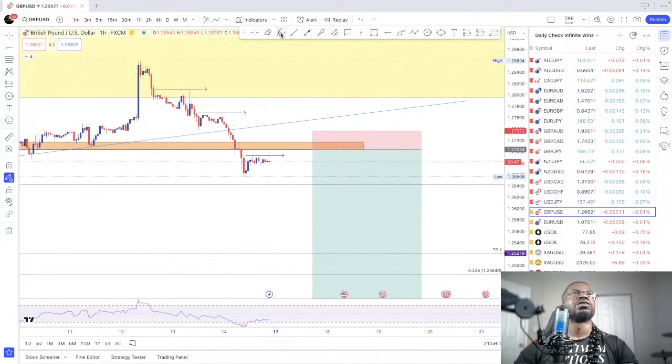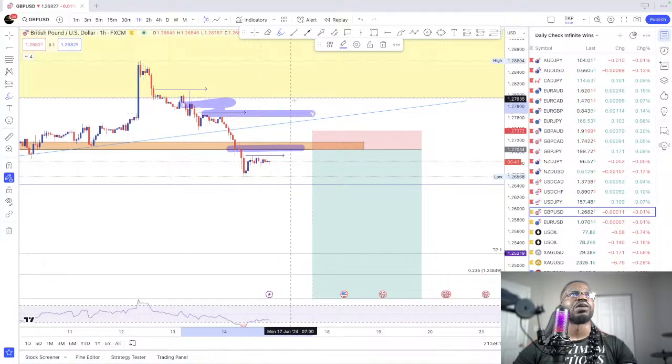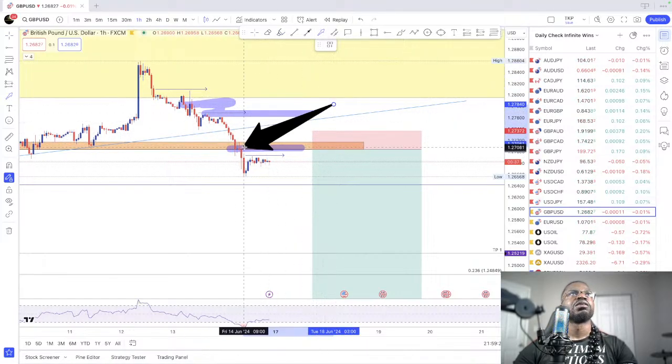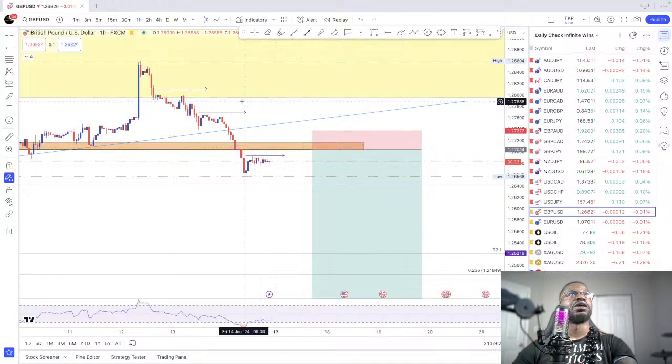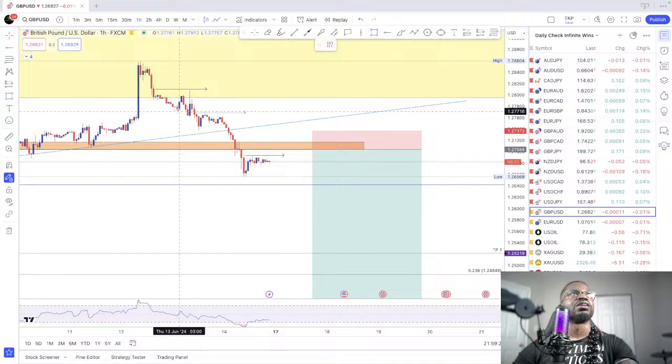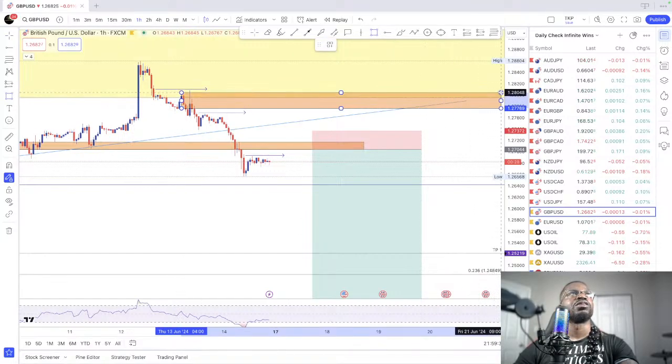There's also, if it doesn't respect this area, we can look at this area right here. So I'm still placing this limit order right here, but let's say that area is clipped. I'm watching this area here for my next potential entry.